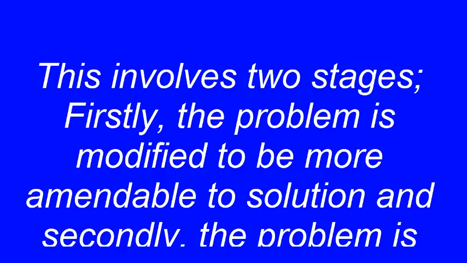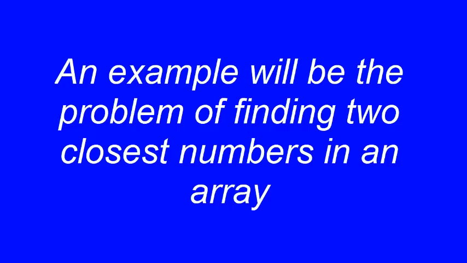Listen, the method works in two stages. The problem is first modified to be more amenable to solution, and in the second stage, the problem is solved. Some examples include the problem of finding the two closest numbers in an array or a list. You can use a transform and conquer algorithm here to solve a problem like that.